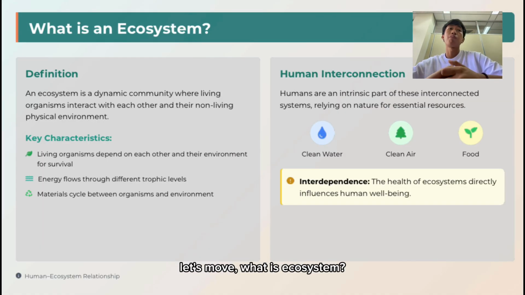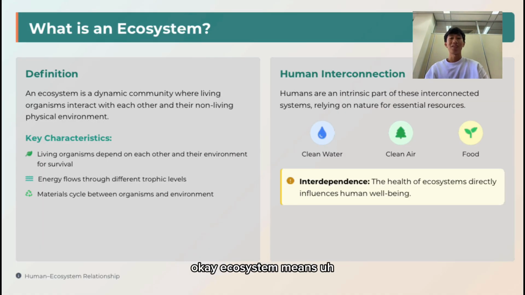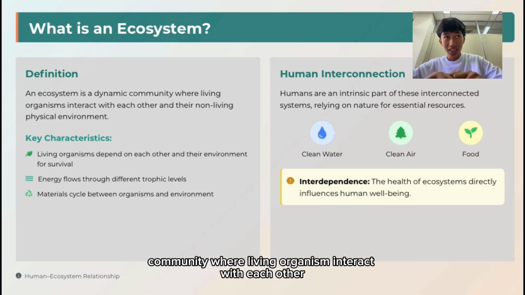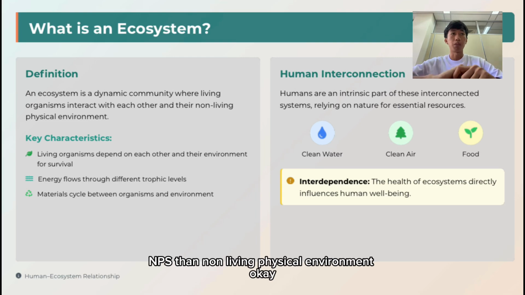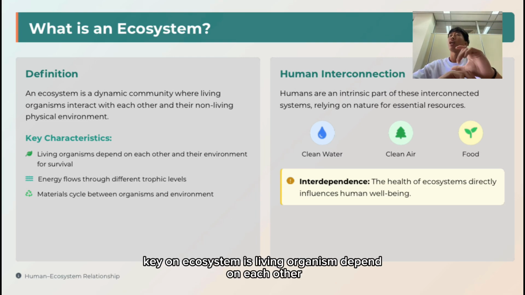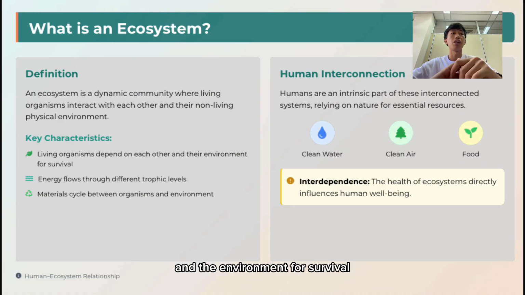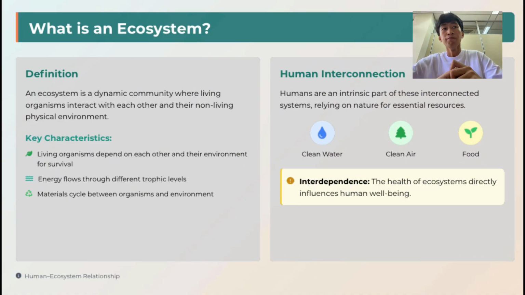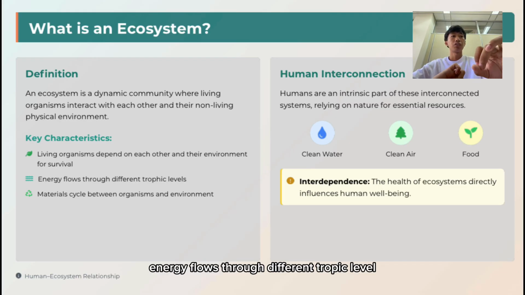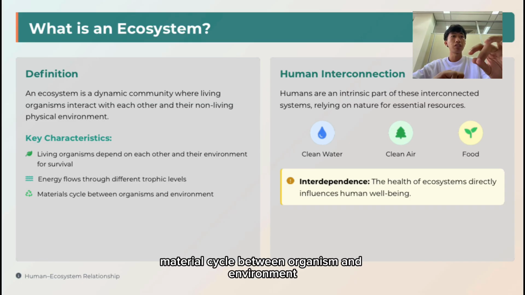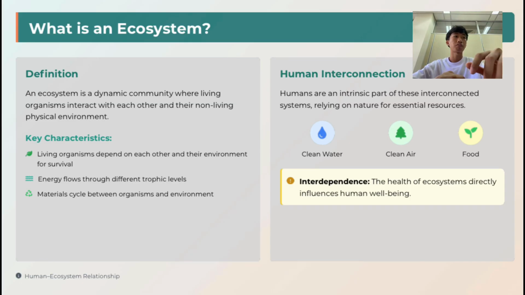Let's begin. What is an ecosystem? An ecosystem means a dynamic community where living organisms interact with each other and with the non-living physical environment. The key ideas in an ecosystem are that living organisms depend on each other and the environment for survival, energy flows through different trophic levels, and last but not least, materials cycle between organisms and the environment.